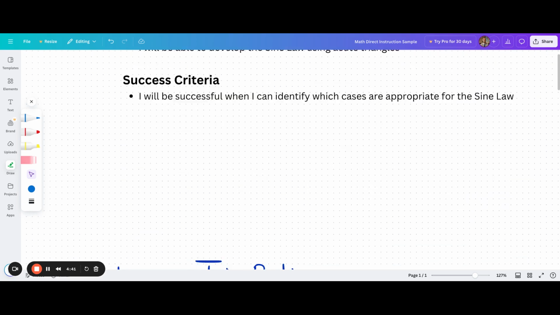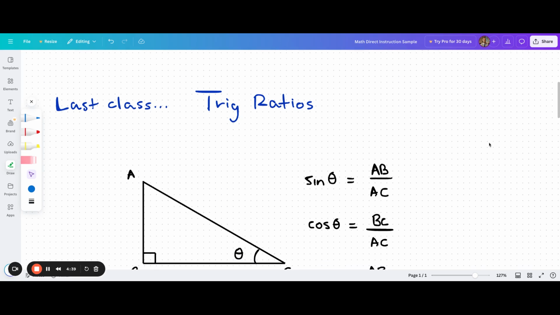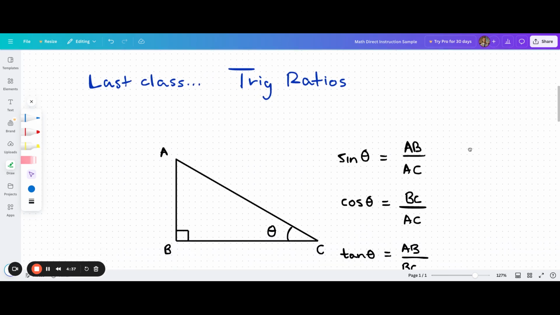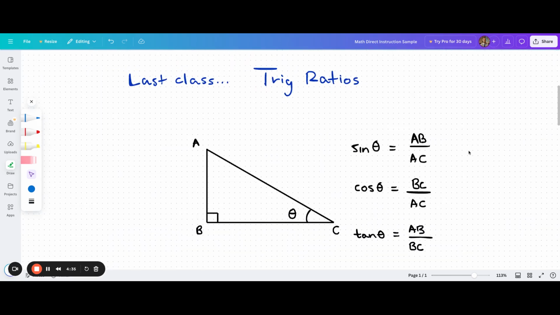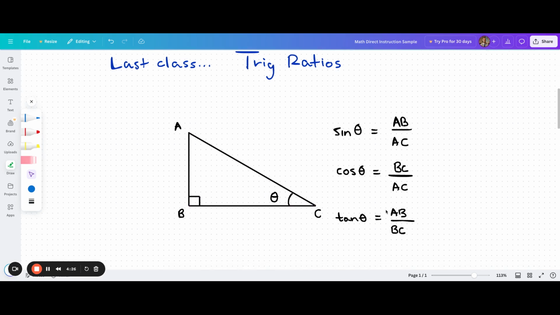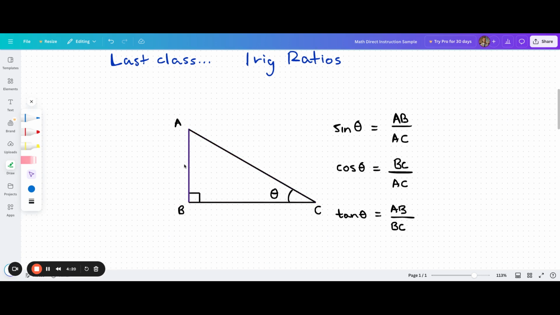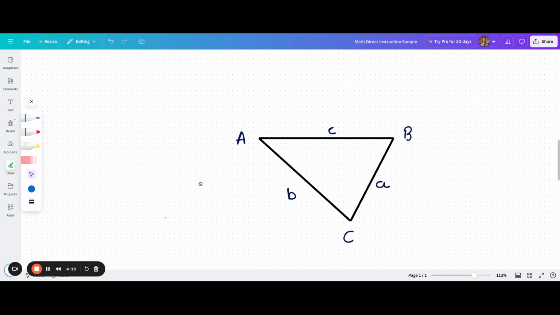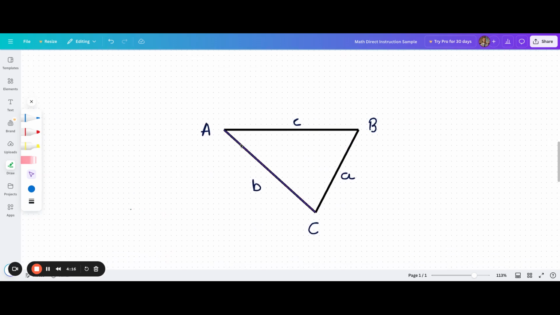All right, so before we get into the sine law, let's have a quick review of what we covered last class. We looked at these trigonometric ratios. We had this right angle triangle, right? We had a specific case where we had a right angle triangle and we were able to derive these relationships or these ratios here. Now, of course, we're not always going to have a right angle triangle, right? There's other types of triangles, for instance, this acute triangle here. But the idea is the same.